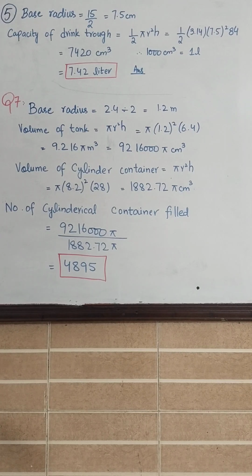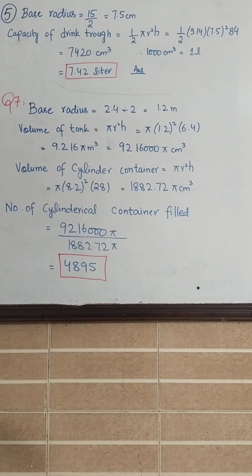Now moving towards question number 7. You have to do question number 6 by yourself. Next is question number 7. In question number 7 we are given a tank in the shape of a cylinder of diameter 2.4 meter and height 6.4 meter that contains oil to the brim. Find the number of complete cylindrical containers of base radius 8.2 centimeter and height 28 centimeter, which can be filled by the oil in the tank.